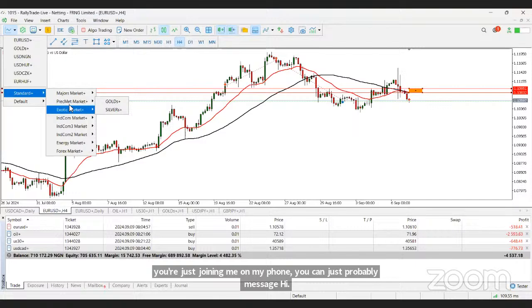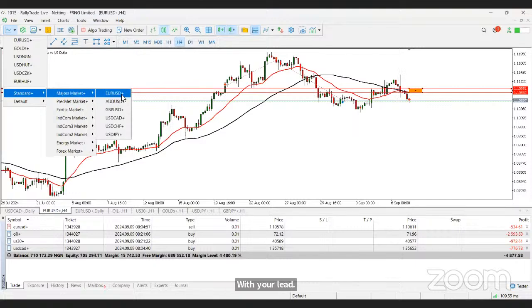Okay. Somebody mentioned AUD USD. Don't know what it's looking for.